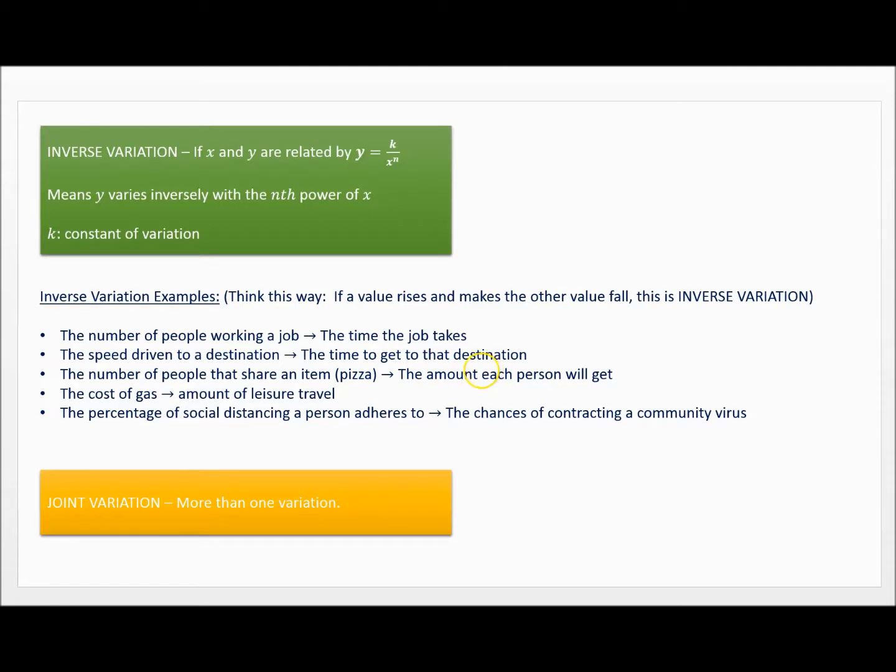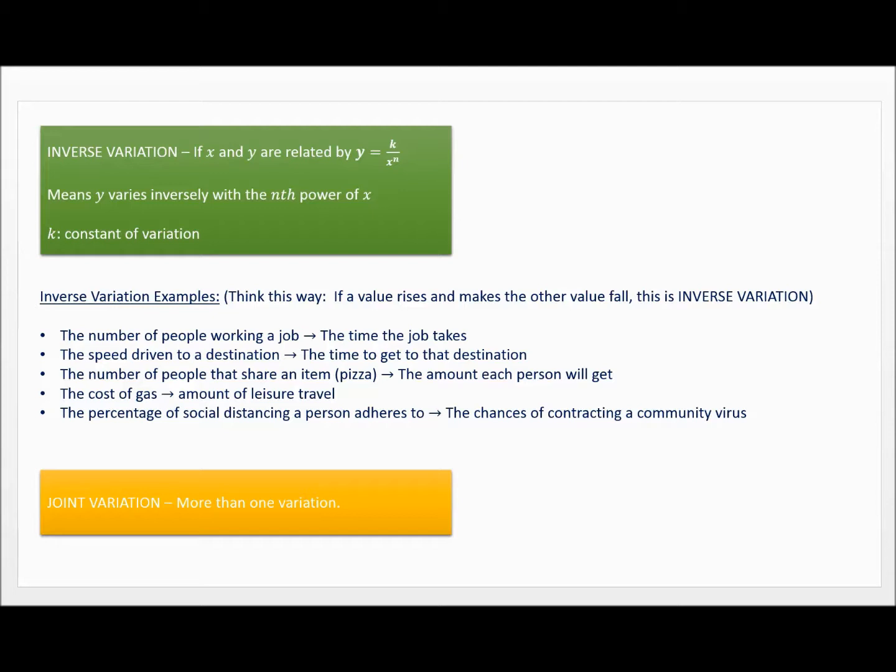That makes sense, right? So if you drive to Montgomery going 50 miles per hour, versus driving to Montgomery going 70 miles per hour, the faster you go, the less time it takes to get to Montgomery. Okay? Third example, the number of people that share an item, the amount each person will get. So if you have more people sharing your pizza, the smaller the piece you're going to get. The more people sharing your birthday cake, the smaller the piece everybody's going to get if you share evenly, right? How about the cost of gas? If the price of gas goes up, the amount of leisure travel goes down.